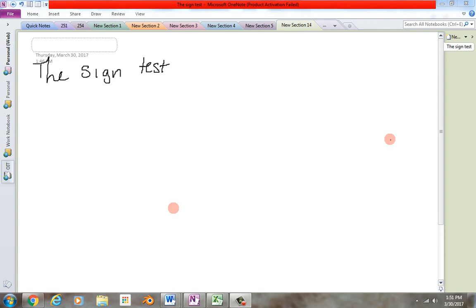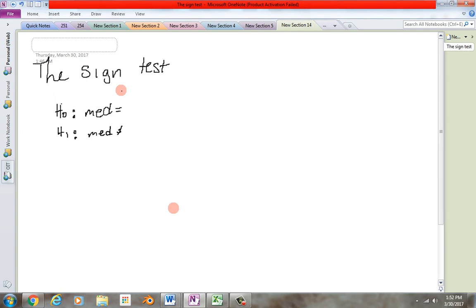All right, sign test is the next one we're going to look at. And the sign test is very similar to a Z or a T test in that we're going to be testing, but not the mean. We're going to be testing the median. Okay, and the reason we're testing the median is because the data is not normal-ish, if you will.